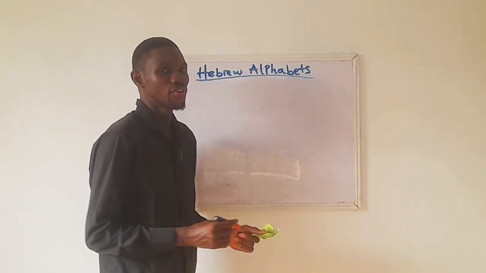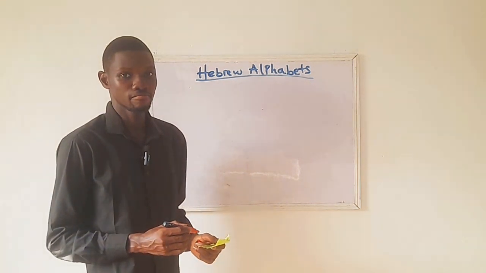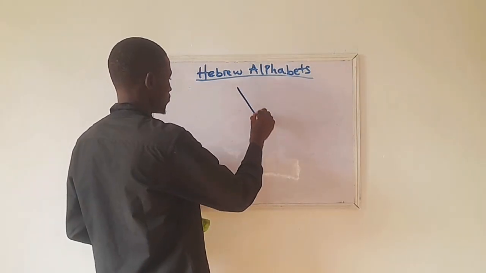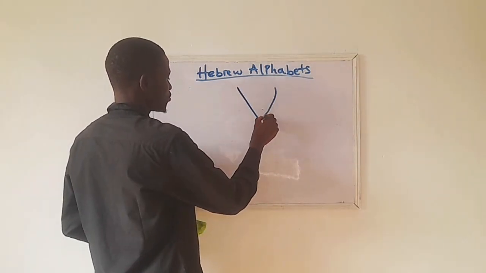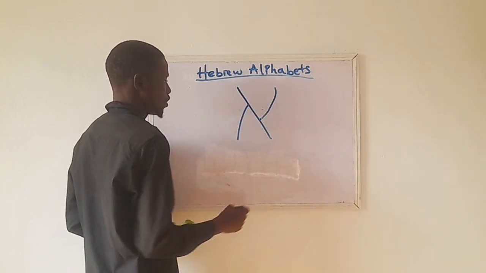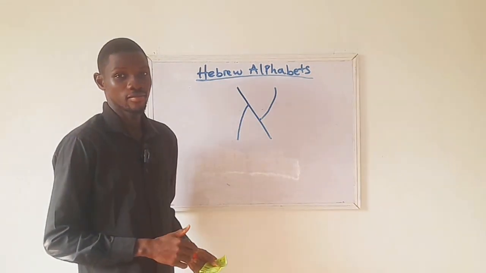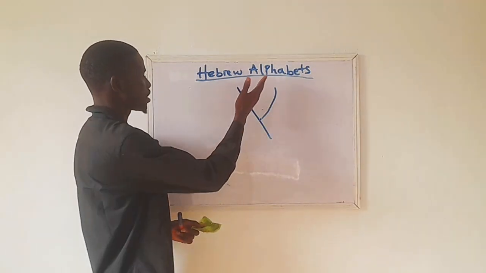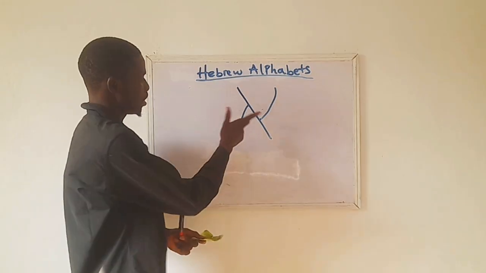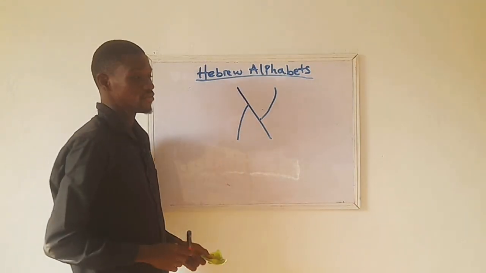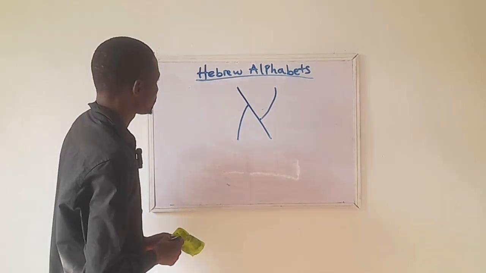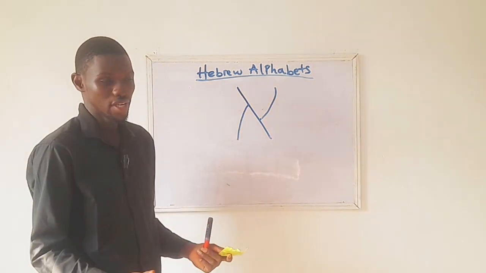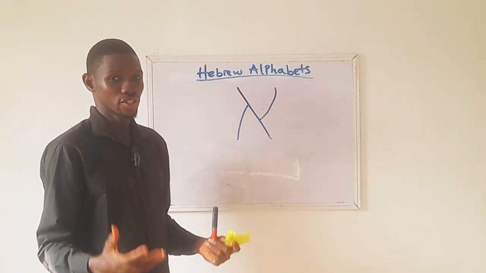Now, the first Hebrew alphabet, or the first Hebrew letter in the Babylonian script, is written like this. All right, more like an X in English, but not an X because it's not diagonal lines crossing each other. We have this line starting from here and we have this other line starting from here. Now, every alphabet has its name, and the name is different from the pronunciation.